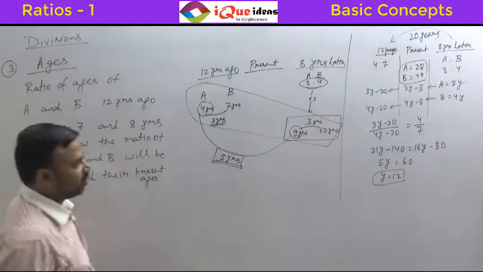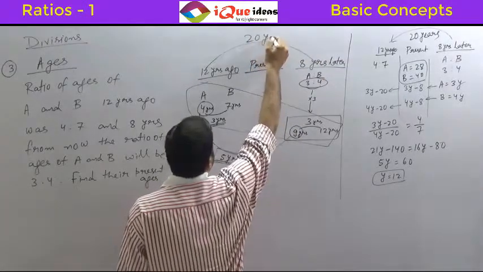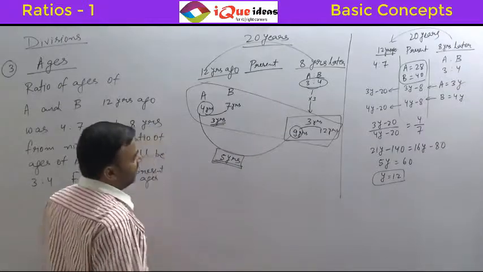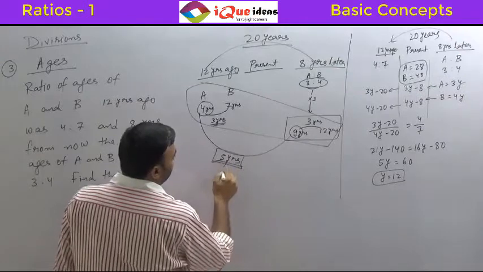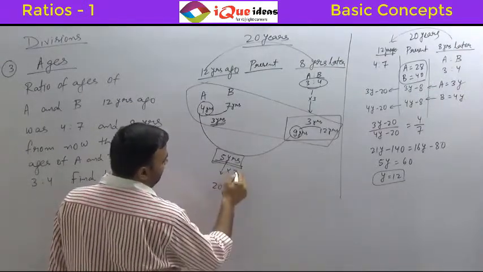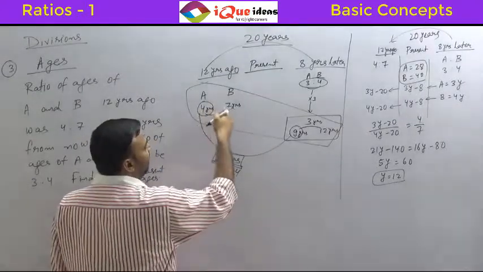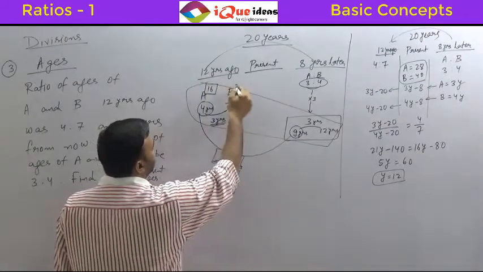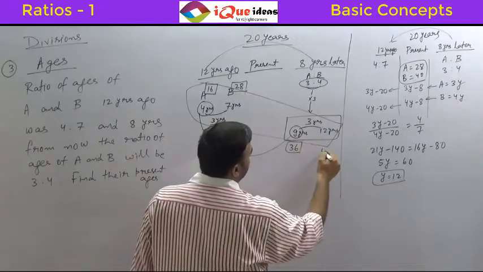No. What is the total gap between these two situations? Between these two situations, the total gap is 20 years. That means the age of both A and B should have increased by 20 years, but in this data, the age of A has increased only by 5 years. So make this 20. Now to make this 20, what will you have to do? Multiply by 4. So if you multiply by 4, these two values will become 16 and 28. These two values will become 36 and 48.